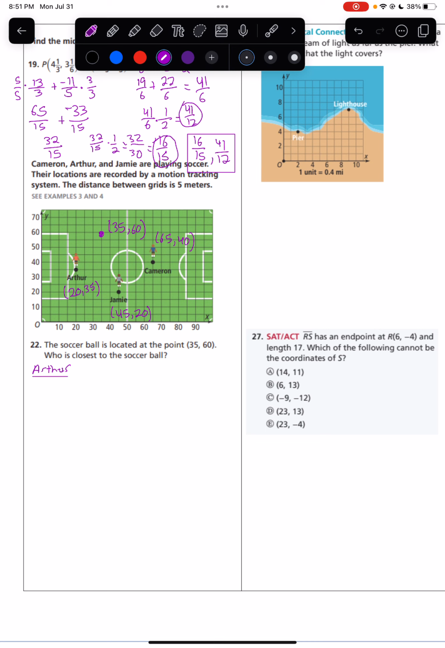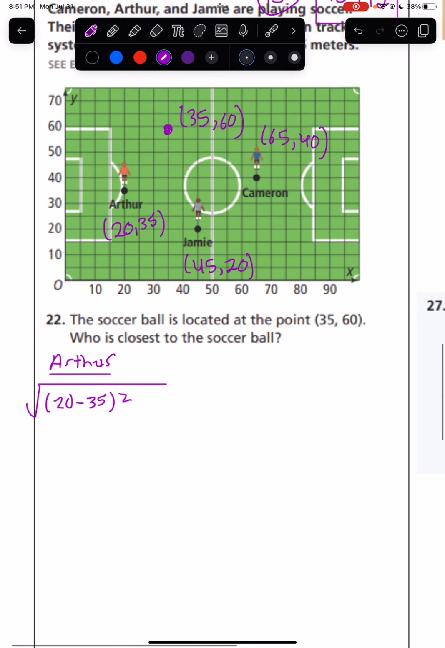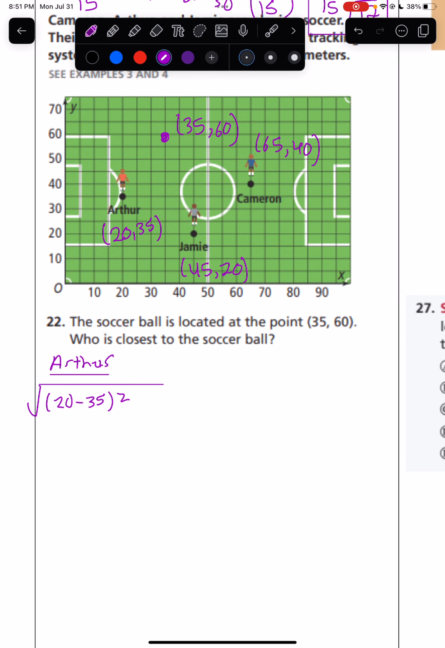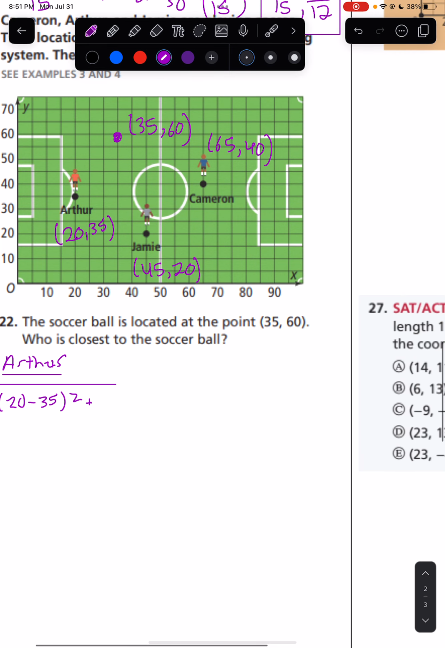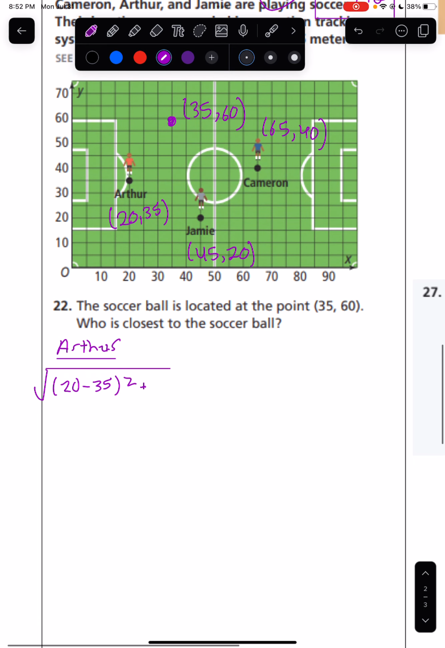And we'll work on the distance formula. So of course, the distance formula is going to be the square root of x2 minus x1 squared. So we can go with 20 minus 35 squared. Let's make this bigger. And we'll add on y2 minus y1 squared. So plus 35 minus 60 squared. And then we've got to go ahead and simplify that.